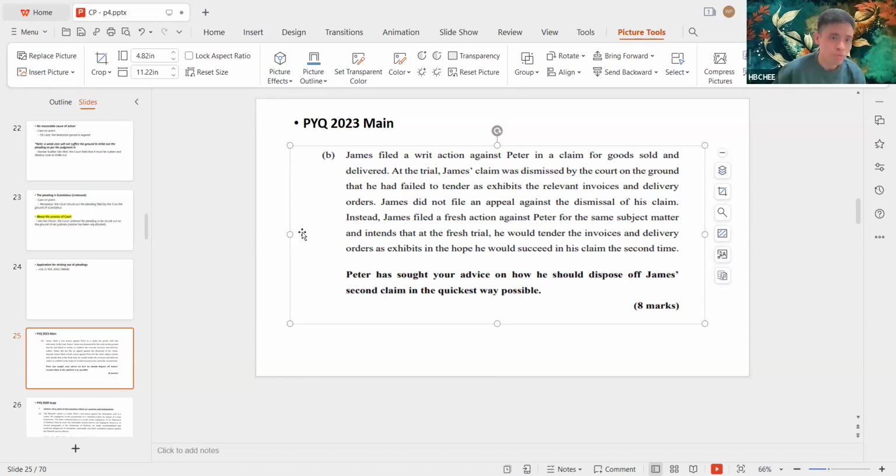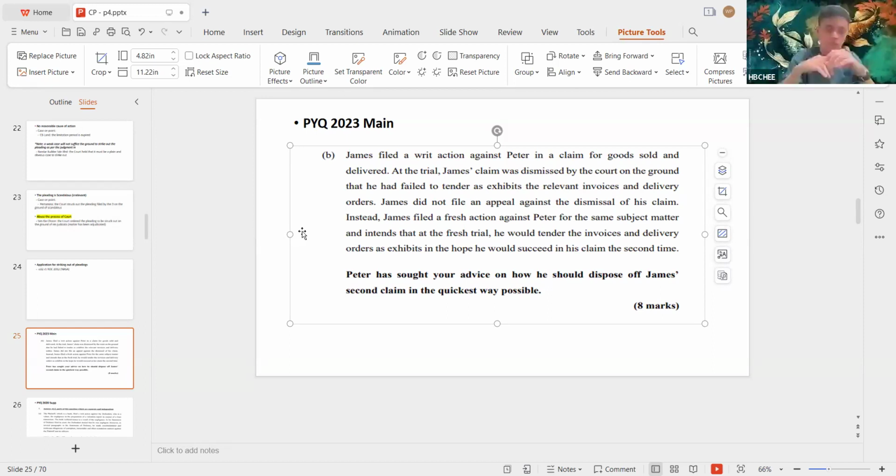Okay. If the question was reversed, how would we advise James since he has not tendered the appropriate evidence? Okay, let me read the question again. He has failed to tender. Okay, so reversed already. If the question is reversed, since this evidence is not available during the trial, and now the claim is dismissed, actually James should go for appeal with the relevant invoice and the DO as the fresh evidence. Okay, now he can go for appeal because he has the relevant invoice and delivery orders.